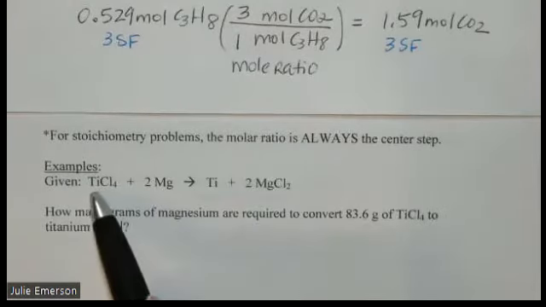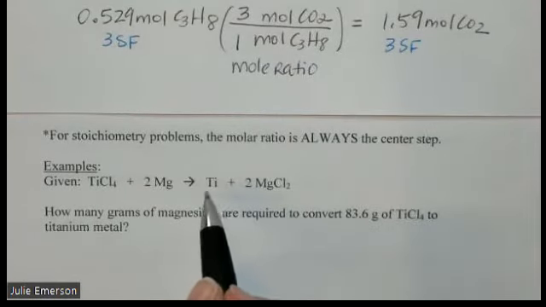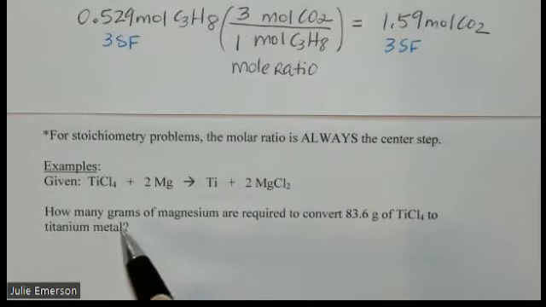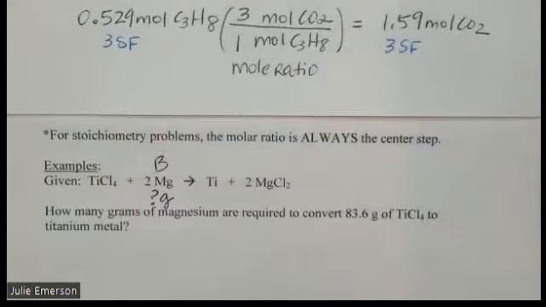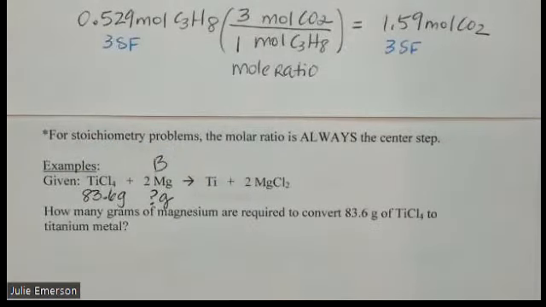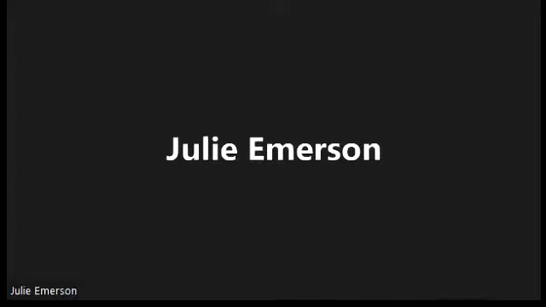In this question, we've got titanium 4 chloride, TiCl4, reacting with elemental magnesium, which makes titanium and 2 moles of magnesium chloride. The question says, how many grams of magnesium will be required to convert 83.6 grams of titanium 4 chloride to titanium metal? Underneath magnesium I put question mark grams and labeled that as my B. We're starting with the titanium 4 chloride, which I'll mark as my A, and we want to know the mass of magnesium we need to do that reaction.